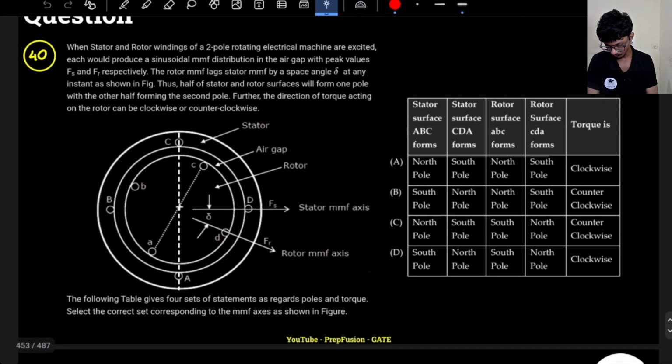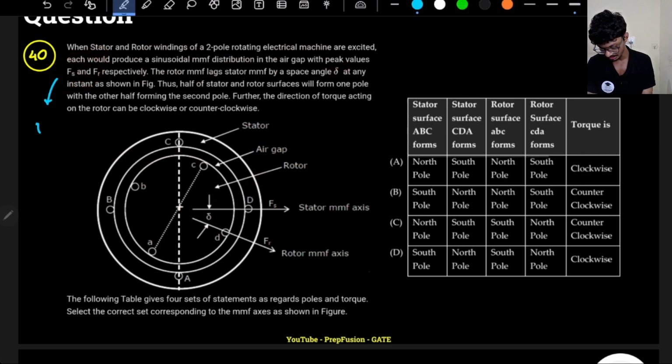When the stator and rotor windings of a two-pole rotating electrical machine are excited, each would produce a sinusoidal MMF distribution in the air gap, with peak values Fs for the stator and Fr for the rotor.